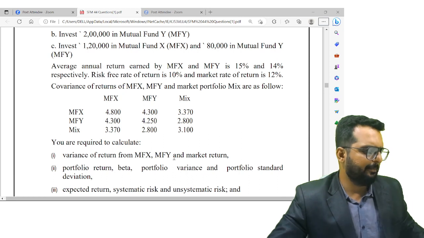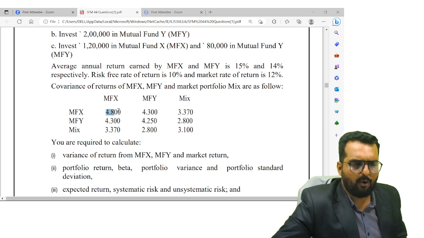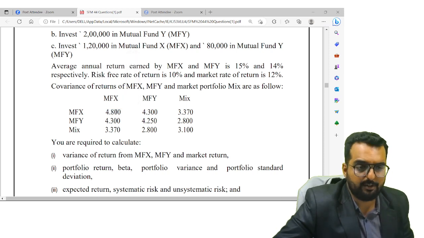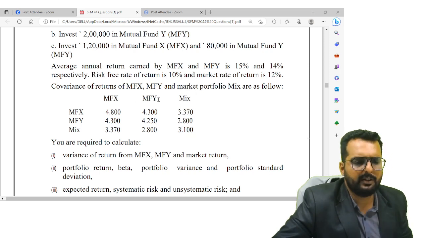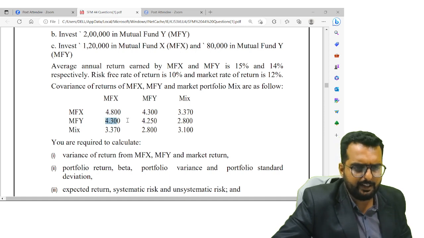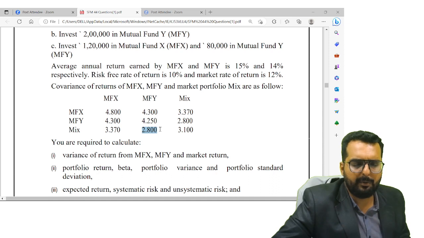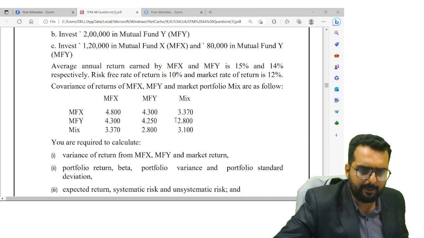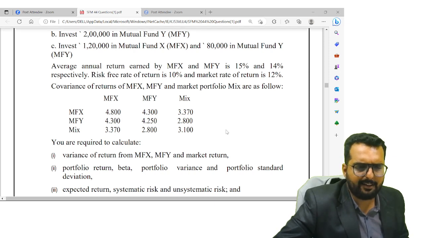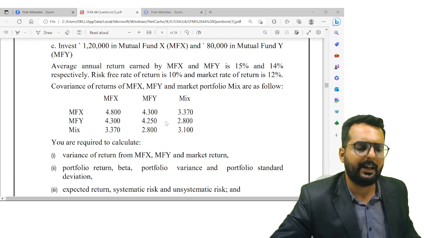This is exactly the same table that you learn in another method called the matrix method, in which 4.8 would mean XX, so that's variance of X. 4.25 would mean variance of Y. 3.10 would mean variance of the market. 4.3 is covariance XY. 2.8 is going to be covariance of Y and the market, and this 2.8 over here also will be the same thing. Last one is going to be X market, that is 3.37. So this table gives you multiple data.